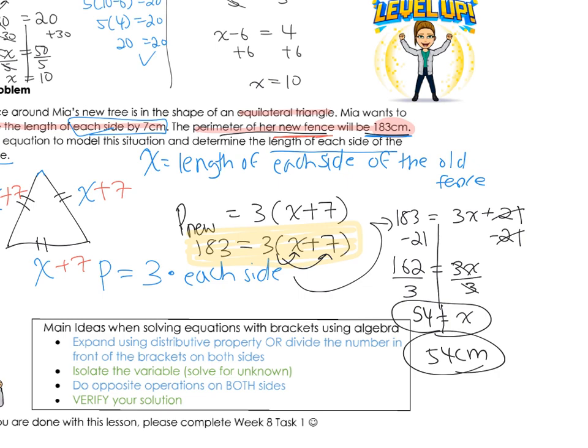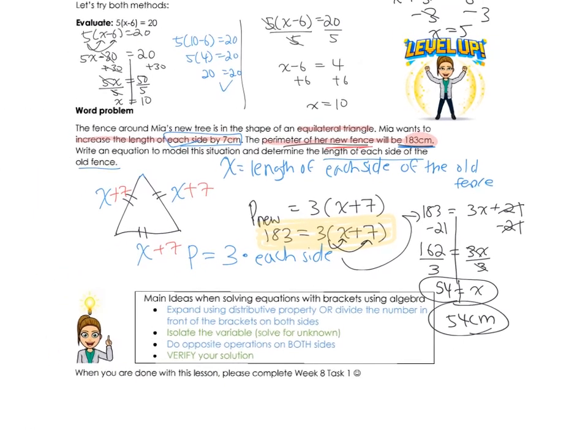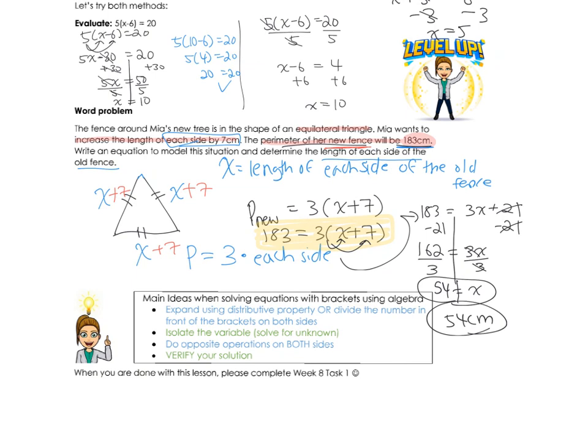Okay, so be careful when you're setting up the equation for the word problem part, and then when you have the correct equation, the solving method is the same. Okay, so the main ideas this week: when you have brackets, expand using the distributive property, or divide the number in front of the brackets on both sides and get rid of it. Okay, and then it's the same. Isolate the variable, do opposite operations on both sides, and verify your solution.